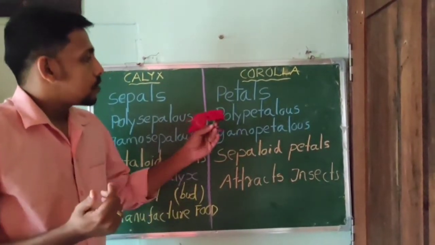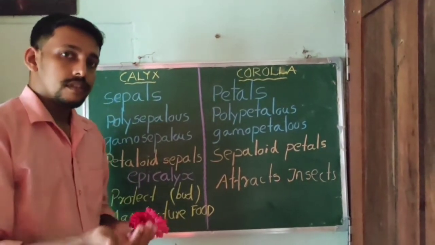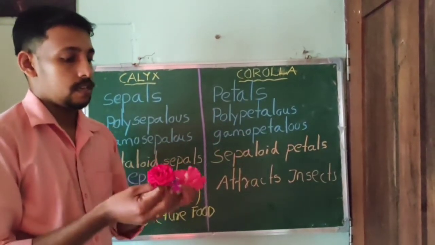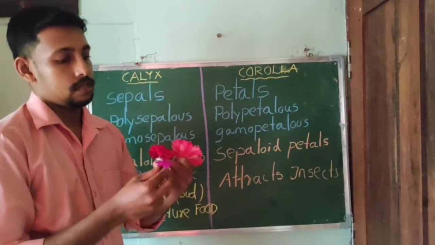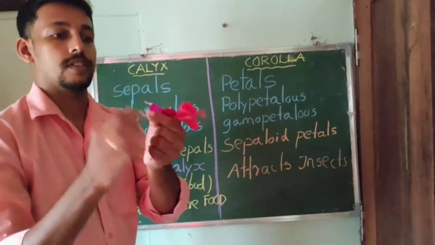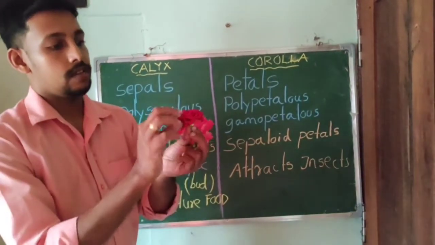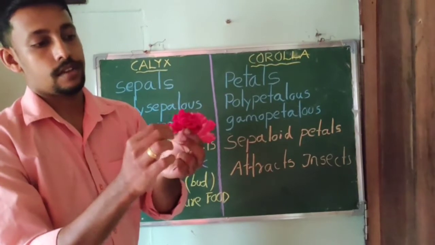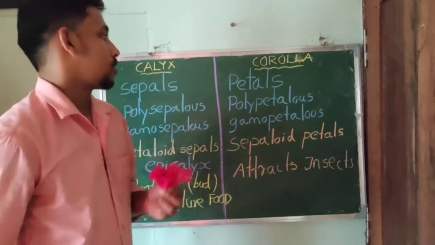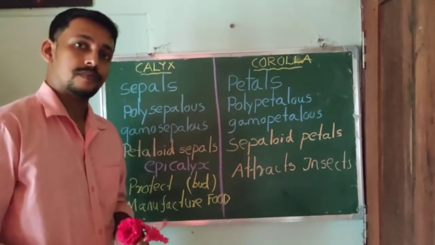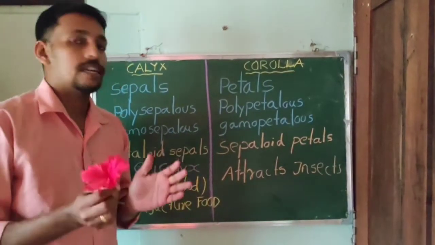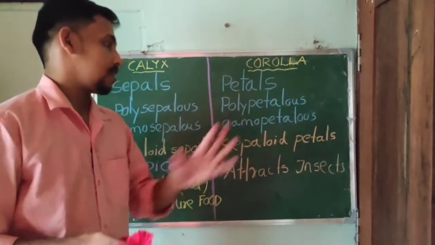When the petals are free, the condition is known as polypetalous. In this flower we can see the free petals, and here also the petals are free. This condition is the polypetalous condition. Sometimes the petals are united, fused. At that time the condition is known as gamopetalous.